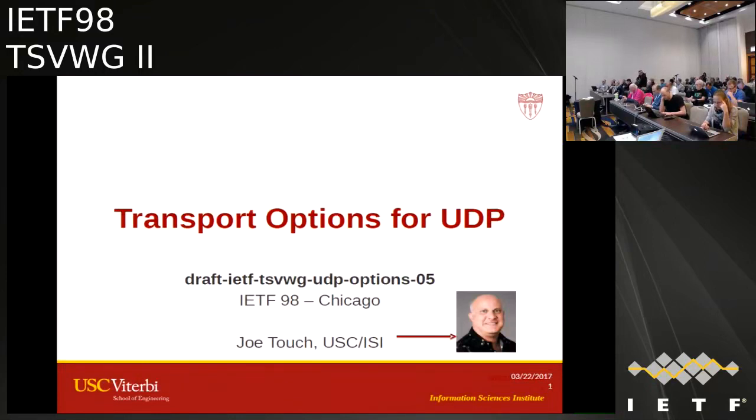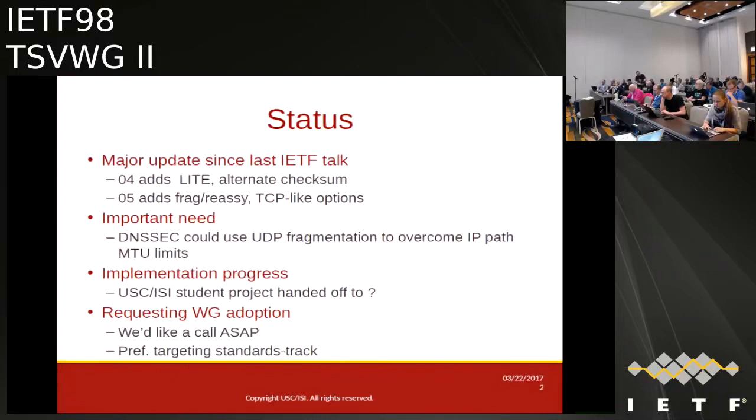So go ahead. Okay, this is an update on the transport options for UDP. Next slide. The status is that the draft is a major update since the last IETF talk. There have been two updates published: 04, which added the light option and the alternate checksum.